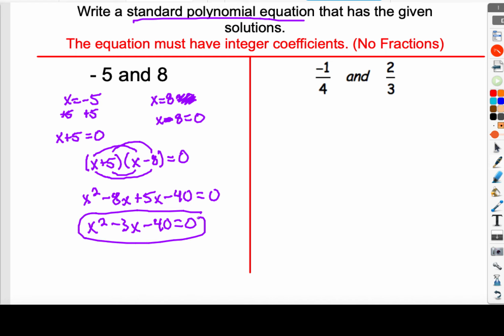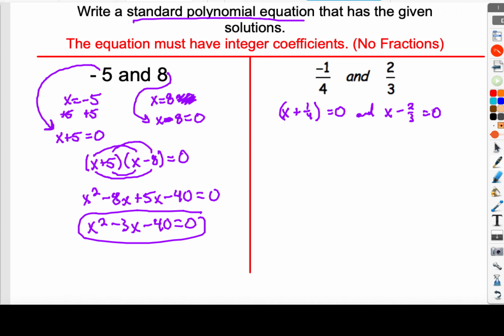Well, notice what really happened was negative 5 became x plus 5, and 8 became x minus 8. We kind of had to change the sign there. So if we wanted to shortcut it a little bit on the right here, what we could say is x, since that's a negative 1/4, let's call it a positive 1/4, could equal 0. And at the same time, x minus 2/3, if I put 2/3 in there, that would equal 0.